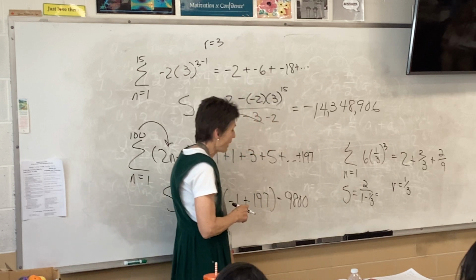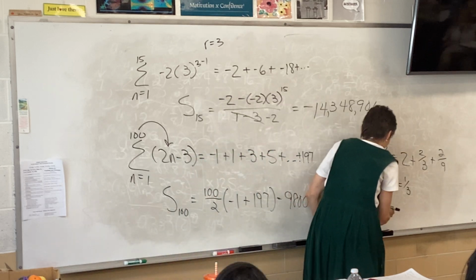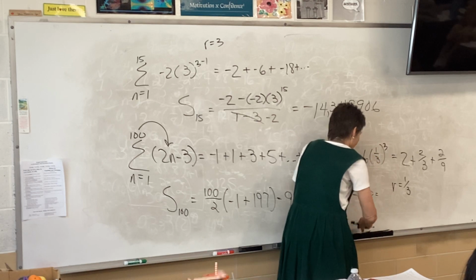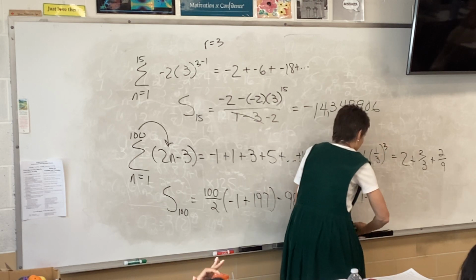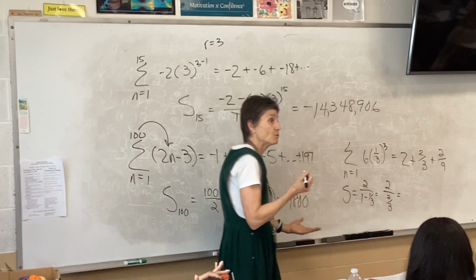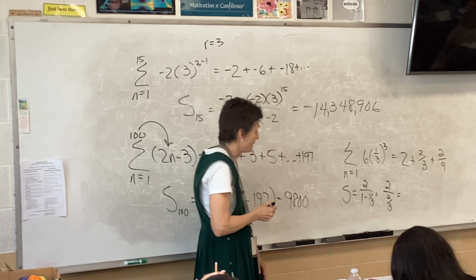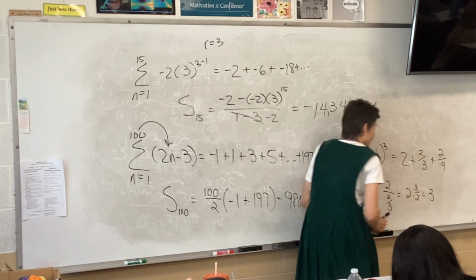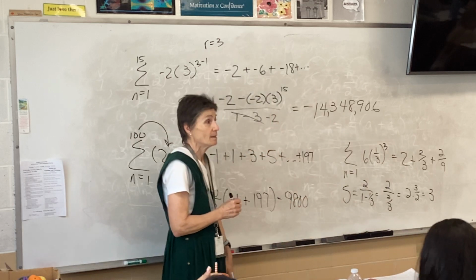Okay, so I have 2 over 1 minus 1/3, which is 2/3. So you can do this on your calculator, you're gonna have a calculator, or you can remember that's 2 times 3 halves. So it looks like the sum is just going to be 3.